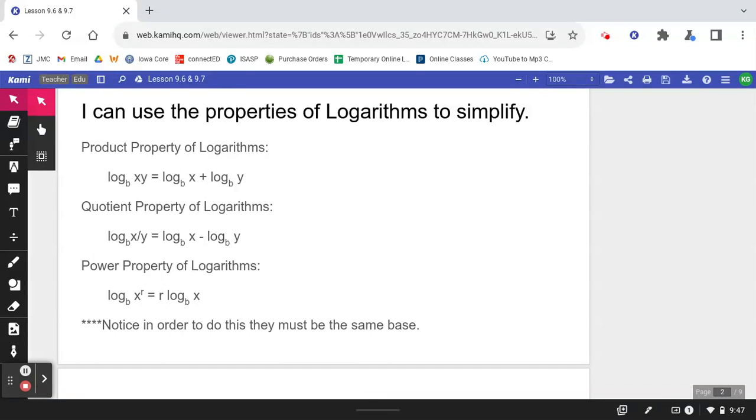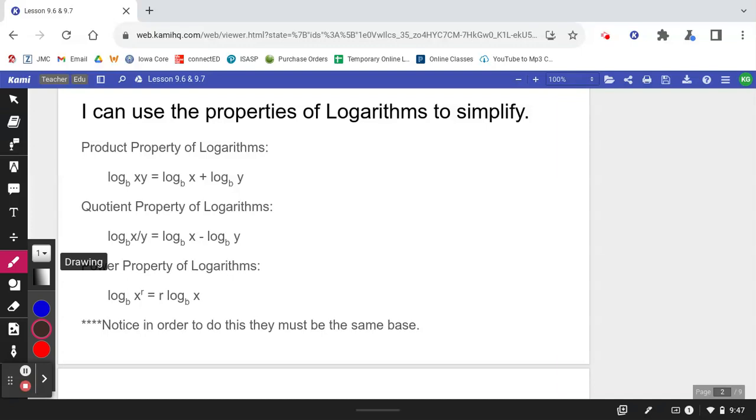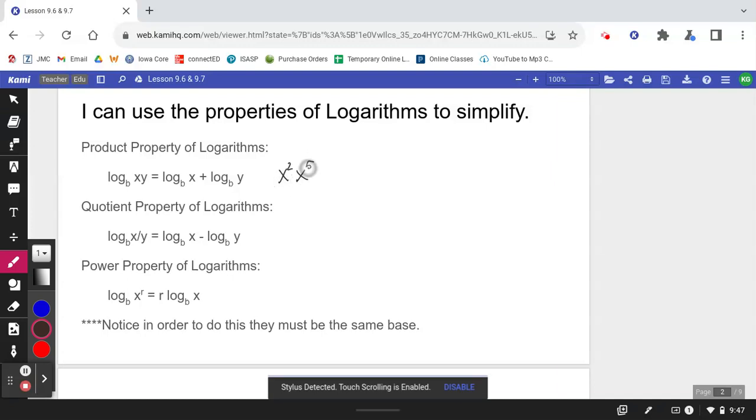The first one we have here is the product property of logarithms, which says that if I have two numbers that are multiplied, which is what product means, and they have the same log base b, I can actually expand them to be two separate logs added together. It goes back to x to the second times x to the fifth. I would add those, 2 plus 5, to be x to the seventh. So we're still, logs and exponents are opposites of each other, in that same mind frame.